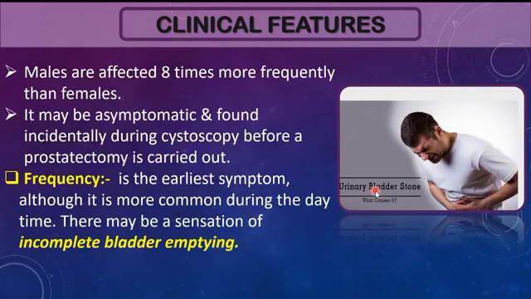Whenever the patient has some amount of urine in the bladder, the stone, because of its weight, falls down and is placed over the internal opening of the urethra. So whenever it lies over the internal opening of the urethra, micturition stops. For that reason, the patient develops incomplete bladder emptying.